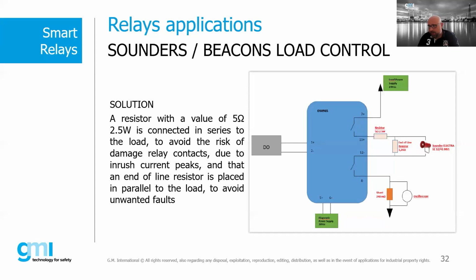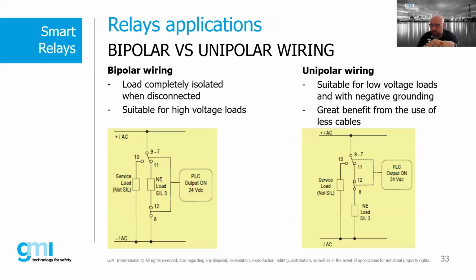In the next slide, there are at least two types of application, two different ways of wiring a safety relay. So it can be connected in a unipolar or bipolar configuration. The bipolar connection allows a complete isolation of the load. And this is the most recommended, especially in applications where the load must be powered with high voltage. From an electrical point of view, this type of connection grants great safety thanks to the complete isolation of the load.